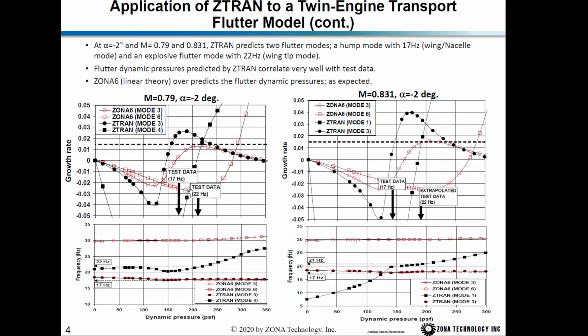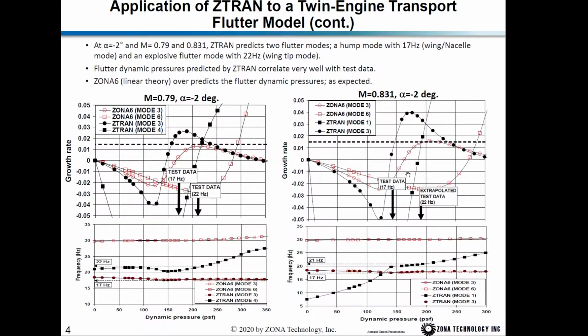Okay, but for the wing tip mode, once the damping line crosses the 0 and 1.5% damping line, it becomes a violent flutter. This also agrees with the wind tunnel observation. And Z-Trin predicts the flutter dynamic pressure is right here, so it is slightly overestimated when compared to the wind tunnel test data. But the Z-Trin predicted flutter frequency of the wing tip mode is 22 Hz, also agreeing with the wind tunnel measured data.